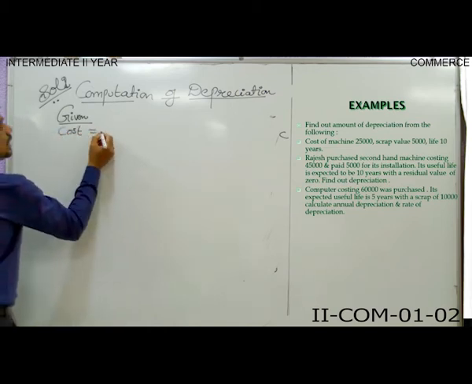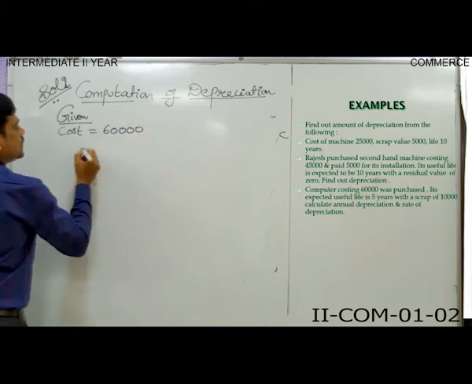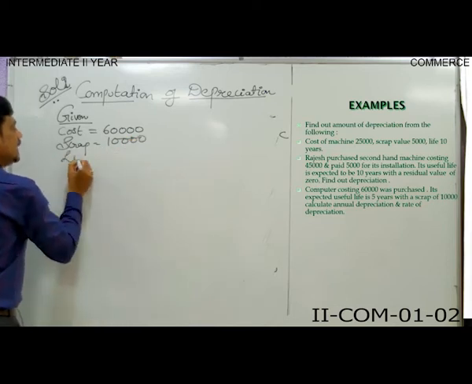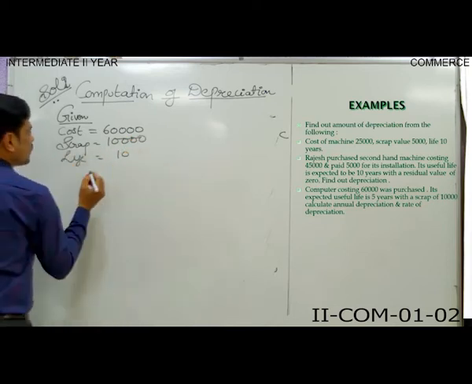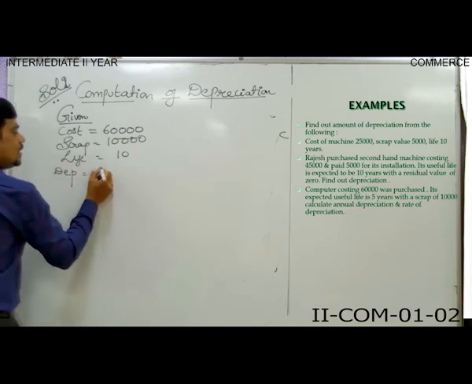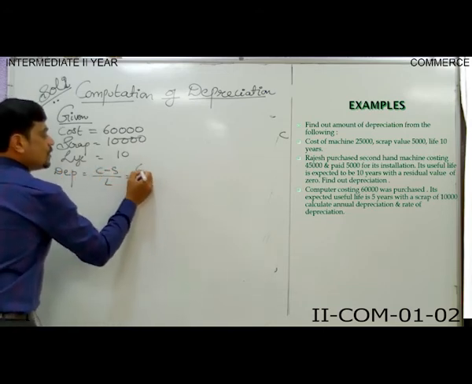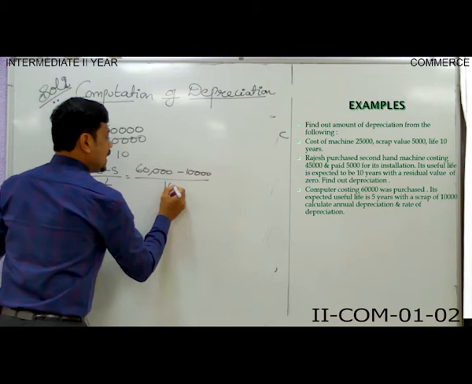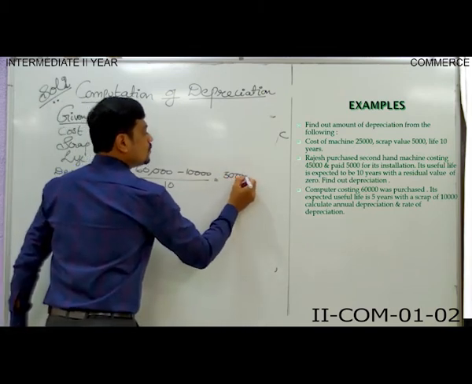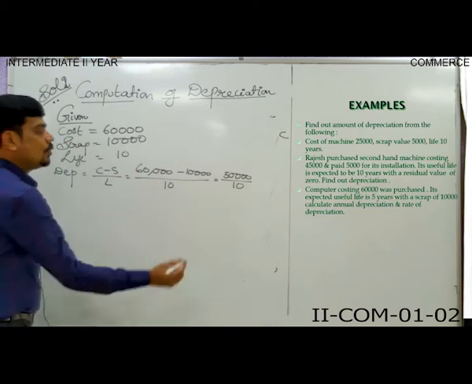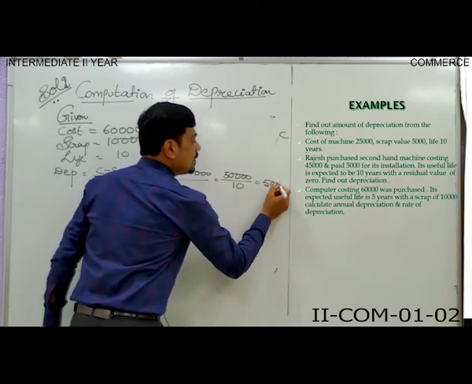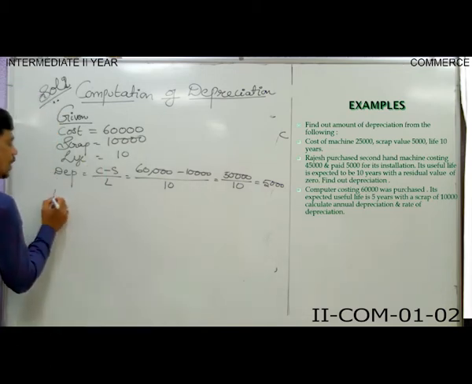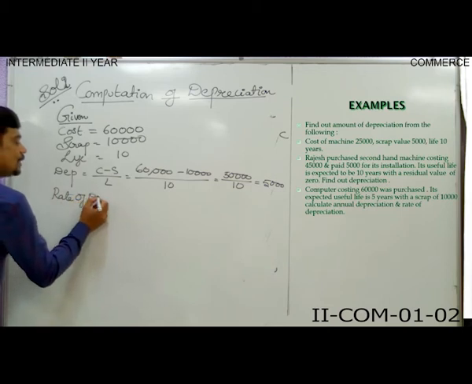For the rate of depreciation, again, cost is 60,000. Scrap is 10,000 and life is 10 years. So what is depreciation? Cost minus scrap by life. 60,000 minus 10,000 divided by 10. So 50,000 divided by 10. How much is 50,000 divided by 10? 5,000. Depreciation is 5,000.